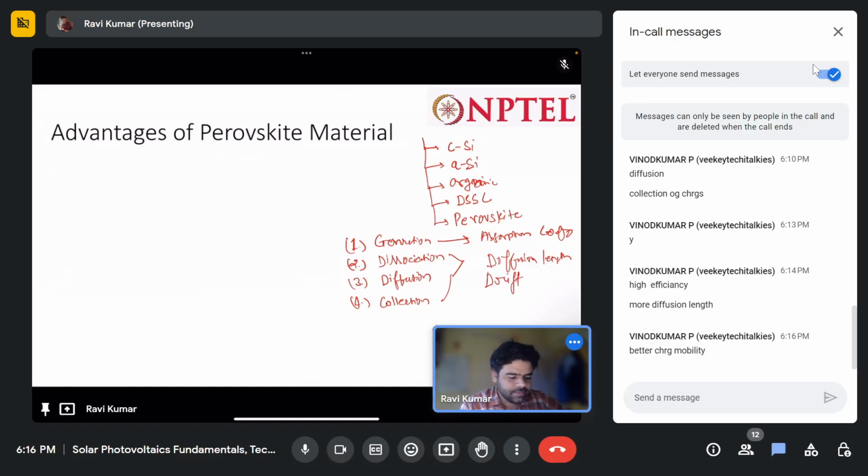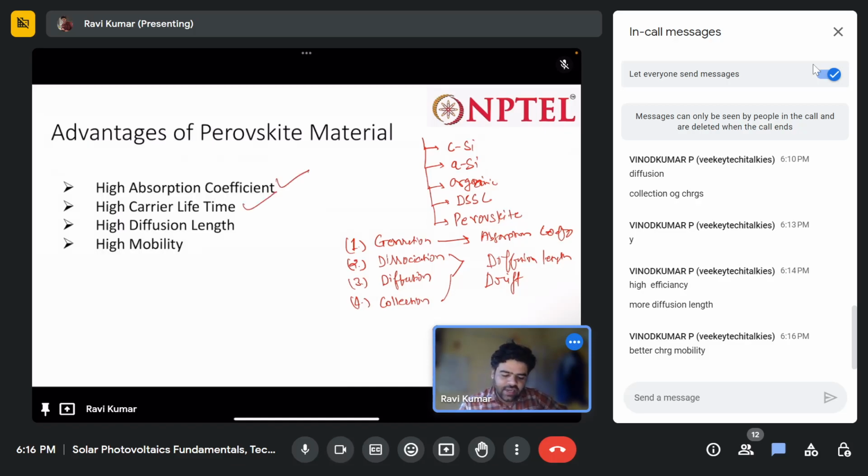Yes, mobility, drift velocity, and then absorption coefficient, carrier lifetime, diffusion length, and mobility. So these are the advantages of this perovskite material. That's why the efficiency is high for the perovskite material. But if we have high efficiency, then in the field as well, we are still using crystalline silicon.